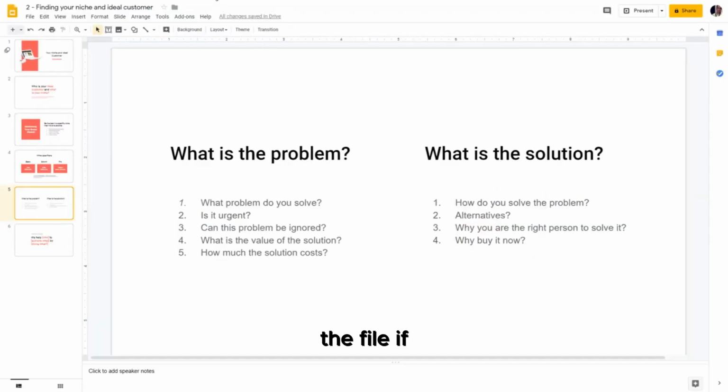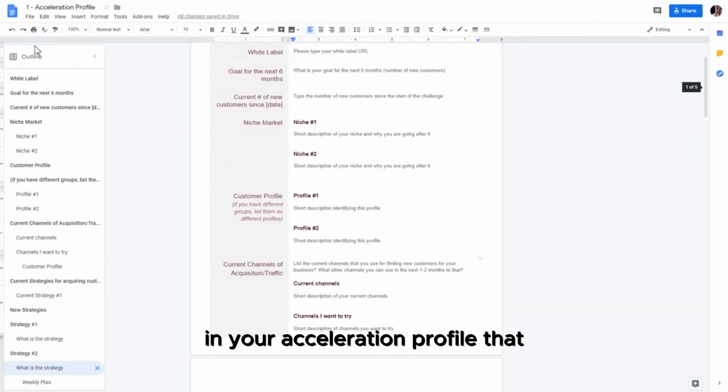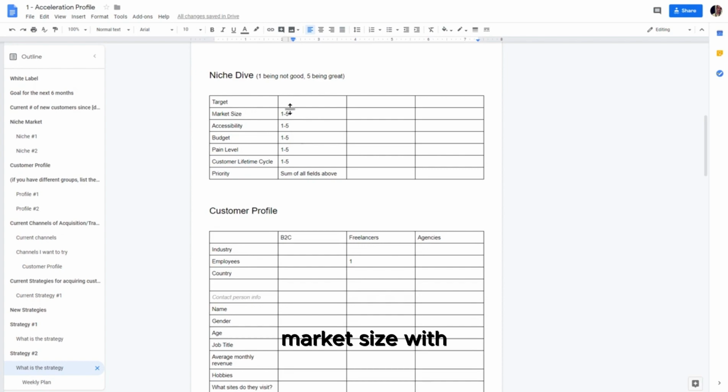So about the file, if you haven't yet identified your niche market, in your acceleration profile that you can download, you can score market size, accessibility, and the different aspects of a specific market and niche from 1 to 5, with 5 being a good score, just to identify a few niche markets that you might be considering. Or you can start with one. My suggestion is to start with one, or like I said, when you have these free funnels and free websites, you can find your first customers if you don't have any, to start the ball rolling, and then you can identify a few niche markets and make your niche dive.